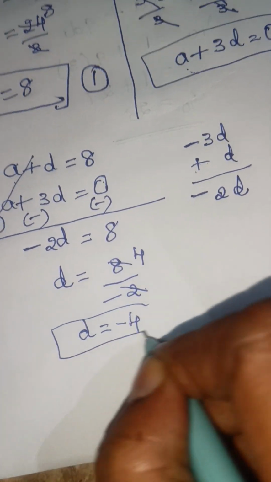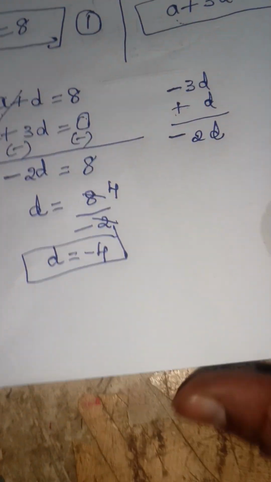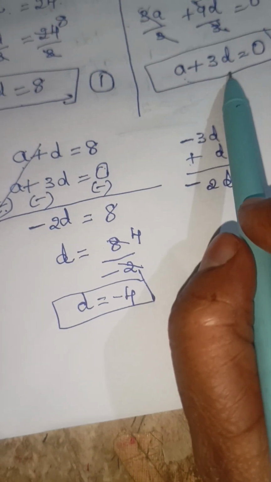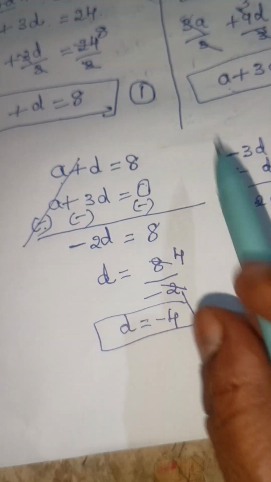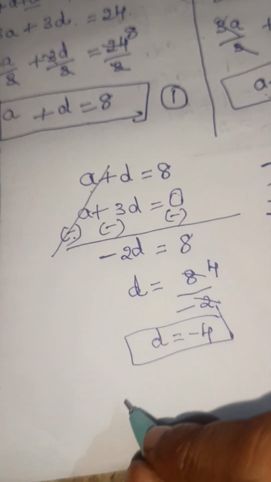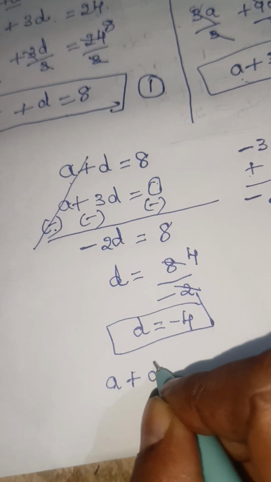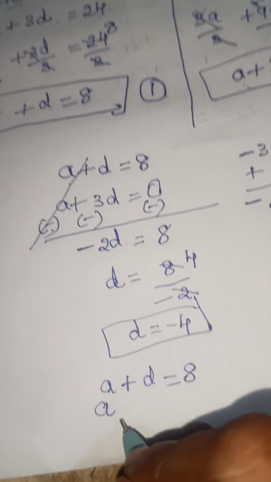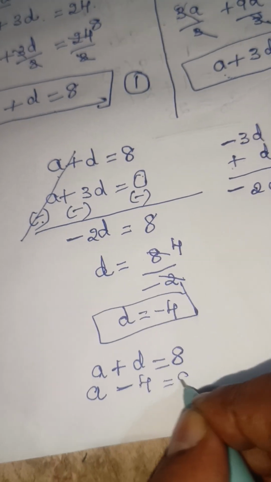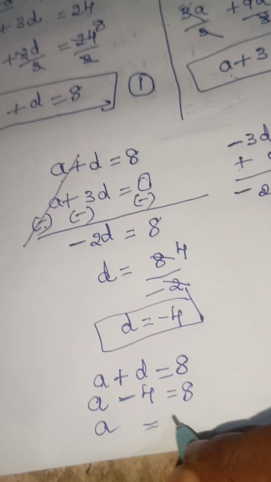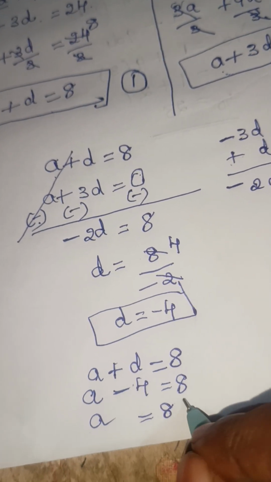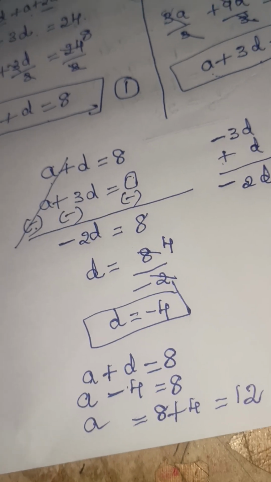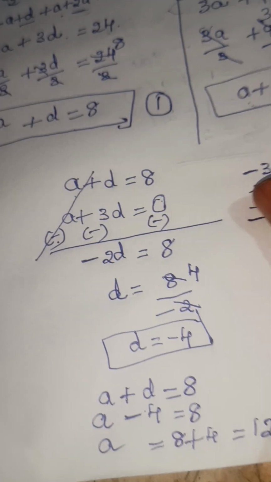minus 4. Now to find the first term, I can either substitute in the first equation or in the second equation. Any one equation I can substitute. So I would go for the first equation. So A plus D equal to 8. So A, instead of D I have to put minus 4, equal to 8. So A is equal to 8, bring this minus 4 this side, it will be plus 4 equal to 12. So I got the first term, that is A equal to 12.